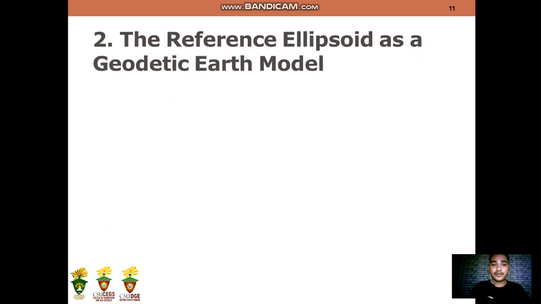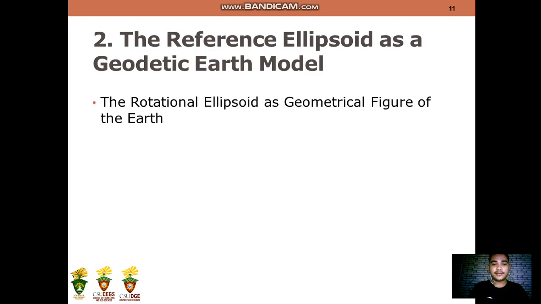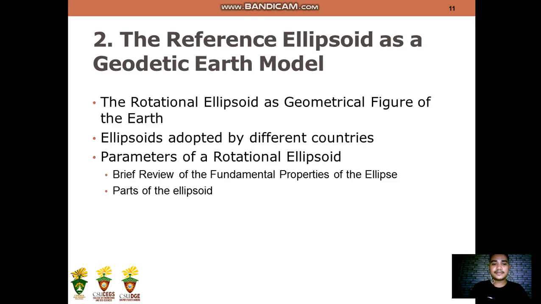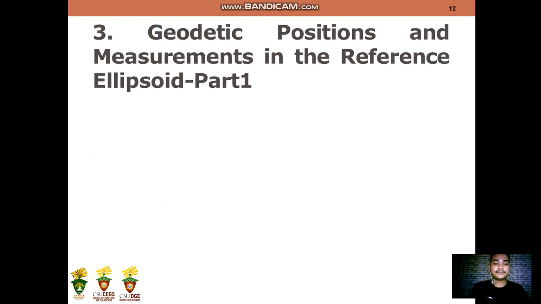For topic 2, we are going to discuss the reference ellipsoid as a geodetic Earth model that consists of subtopics, namely the rotational ellipsoid as a geometric figure of the Earth, ellipsoids adopted by different countries, parameters of the rotational ellipsoid, a brief review of the fundamental properties of the ellipse, and the parts of the ellipsoid.